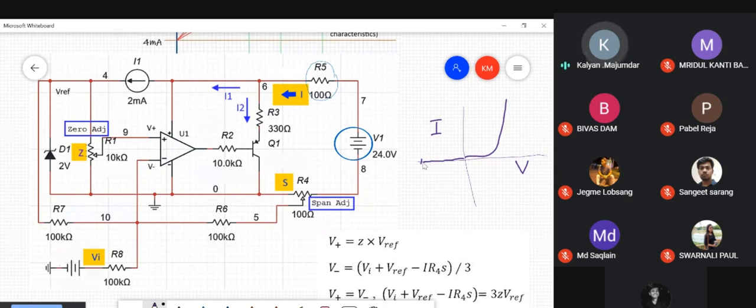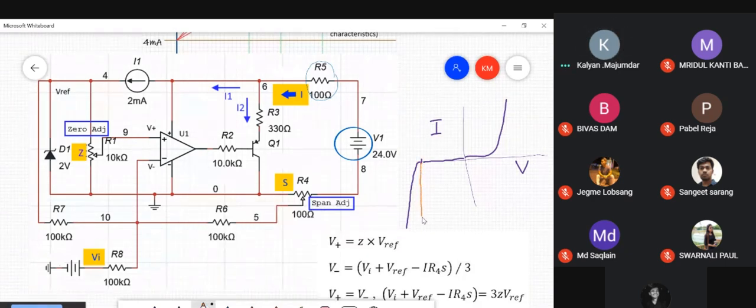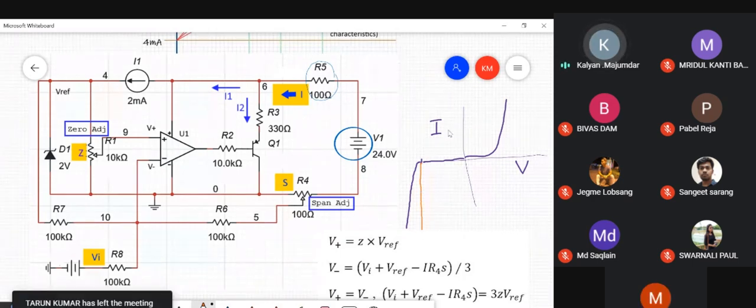When this particular breakdown voltage is attained, you have a characteristic like this. If the characteristic had been this way, if this was a straight line, then there would be no problem, because what this denotes is the voltage, this is Vz, is constant irrespective of the current through the Zener diode.